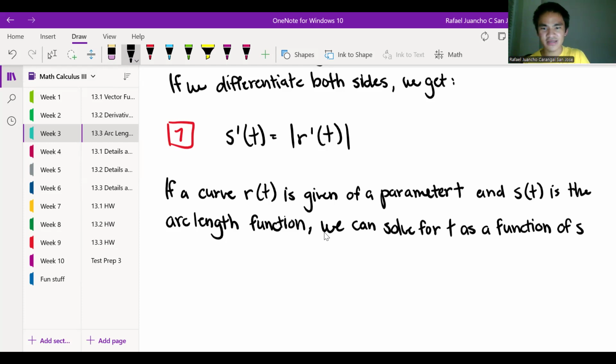So what that is saying is, we can say t is equal to t of S. We're actually given the arc length S here, and now we can find t. We just have to plug in the S to get t. Okay, so far so good. What else?